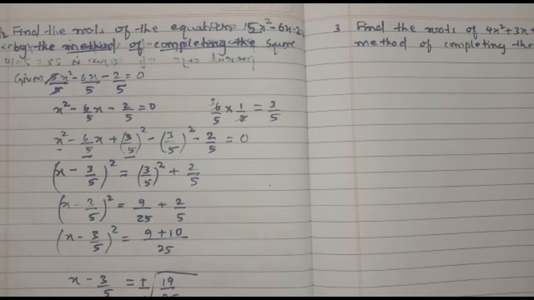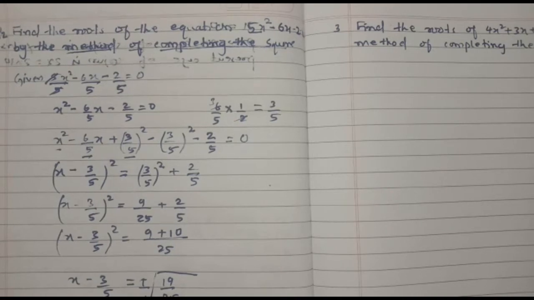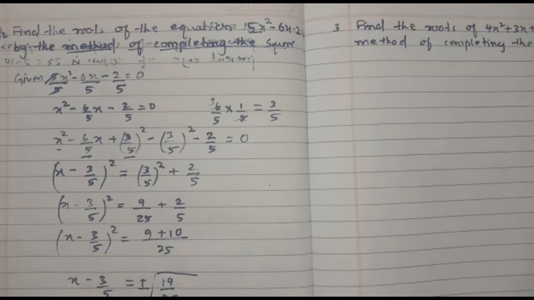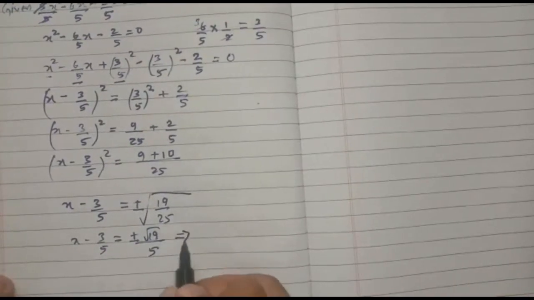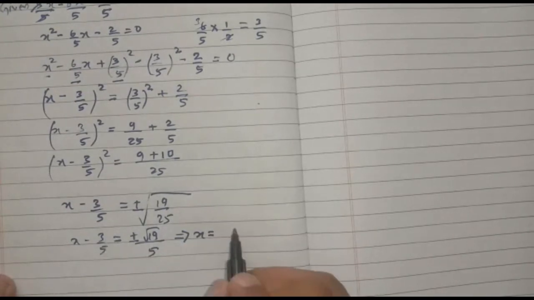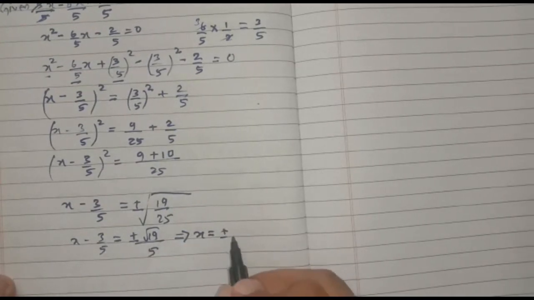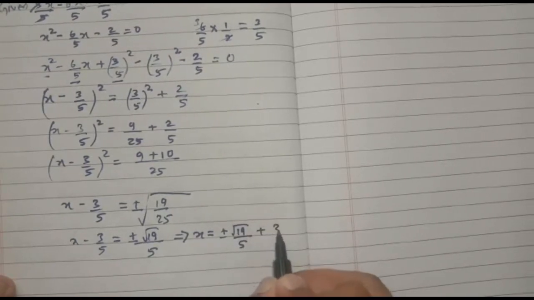Now x minus 3 by 5 is equal to plus or minus under root of 19 divided by under root of 25 is 5. Now transfer minus 3 by 5 to the right hand side, which is equal to x is equal to, I am transferring minus 3 by 5 to the right hand side, plus or minus under root of 19 divided by 5 plus 3 by 5.